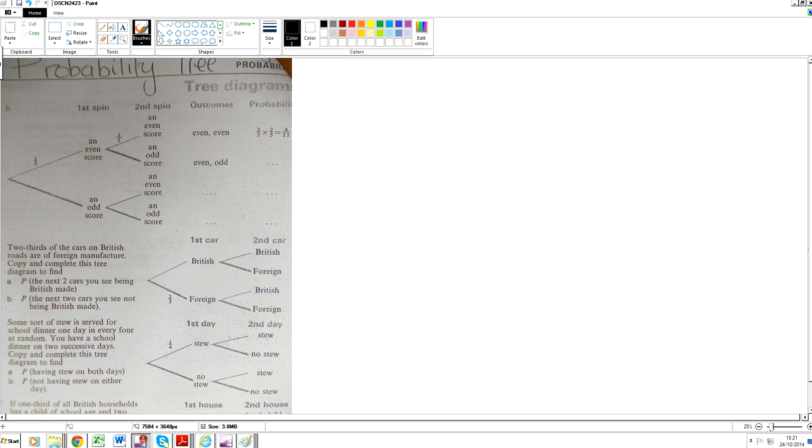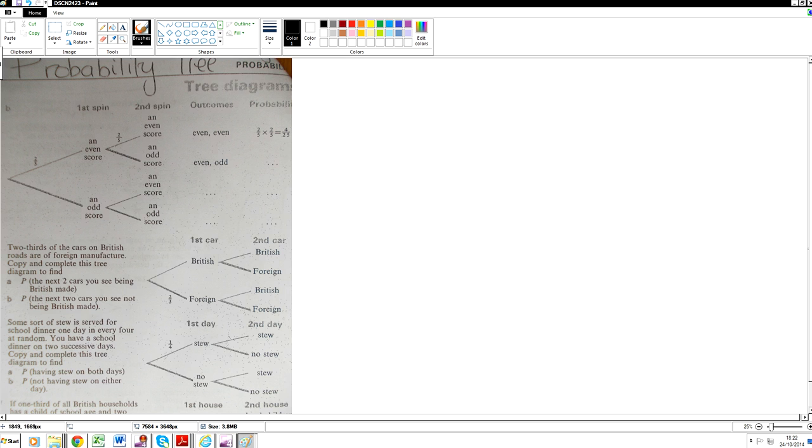2/3 of the cars on British roads are of foreign manufacture. Copy and complete this tree diagram to find A, the probability of the next two cars you see being British made. B, the probability of the next two cars you see not being British made. Okay, nice straightforward question. Let's have a look at how we fill in the diagram.